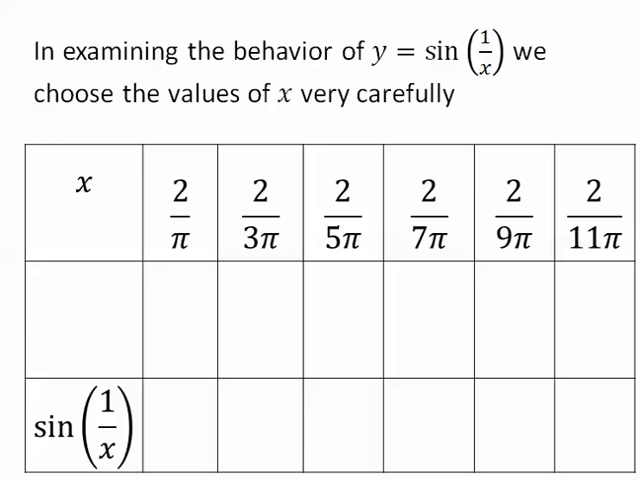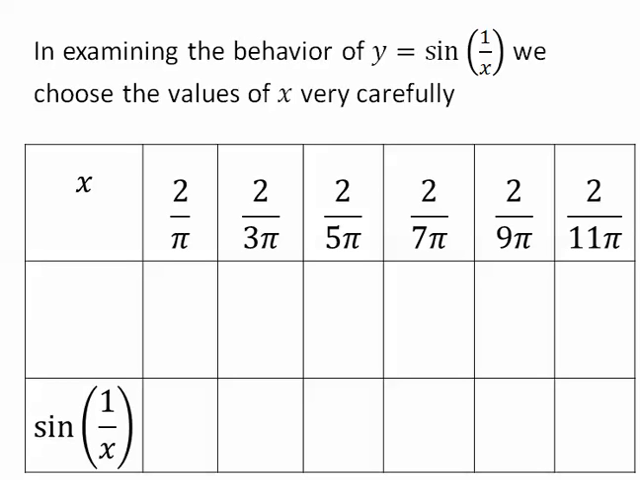In examining the behavior of y equals sine of 1 over x, we choose the values of x very carefully. I did not choose those values of x. My math lab did. If you see this problem in your homework, they give you these values of x and ask you to fill out the table. But why did they choose these values of x?